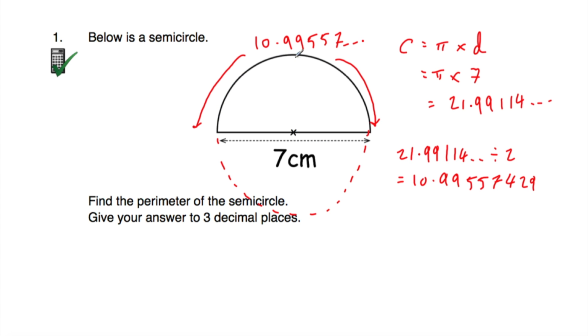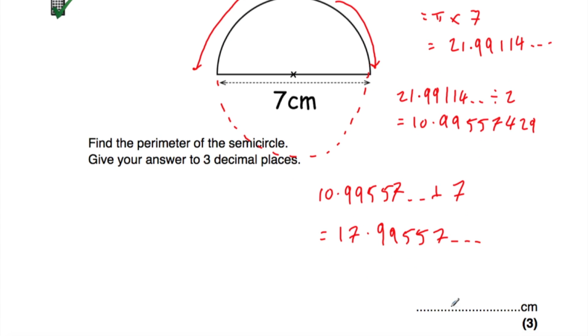Now we want to find the perimeter of the semicircle. We found the length of the arc. Now we need to add on the 7 because we want the whole distance around the outside of the semicircle. So we're going to do 10.99557 and so on plus our diameter, which is 7 centimeters, and that is equal to 17.99557 and so on. Now in this question we've been asked to give our answer to 3 decimal places, so let's round this. That'll be 17.99, and we've got 5 5s, so we round up to 6. That's 17.996 centimeters, and that's it.